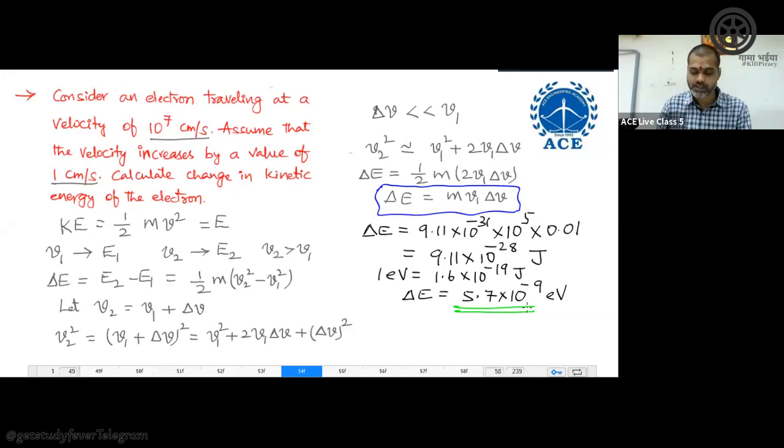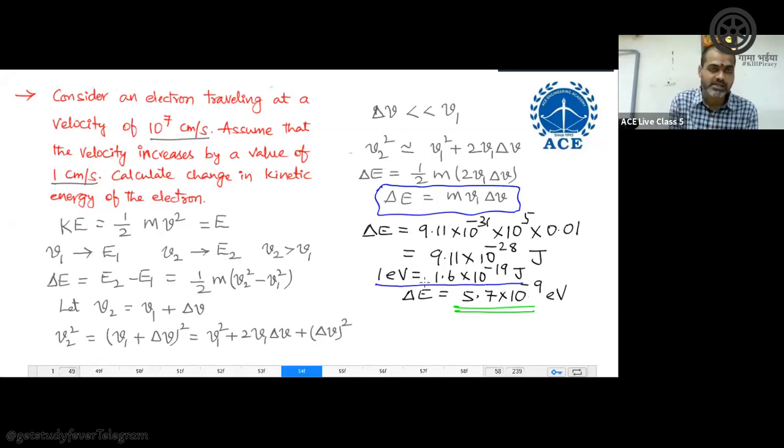Fine. Mathematically it's okay, but what is this going to represent physically? The change in the velocity is 1 centimeter per second. What is the change in energy? It is 5.7 into 10 power minus 9 electron volts. Now, this 1 electron volt, whatever we have written earlier, is in the order of 10 power minus 19. If you compare delta E and 1 electron volt, which is the larger value here? Delta E is 10 orders of magnitude larger than your 1 electron volt.